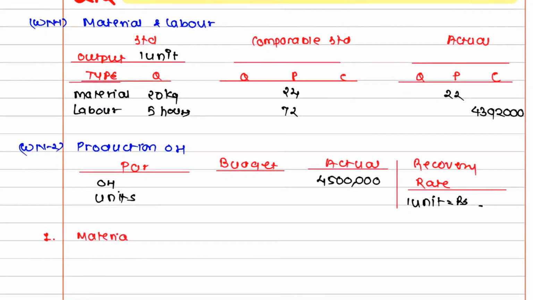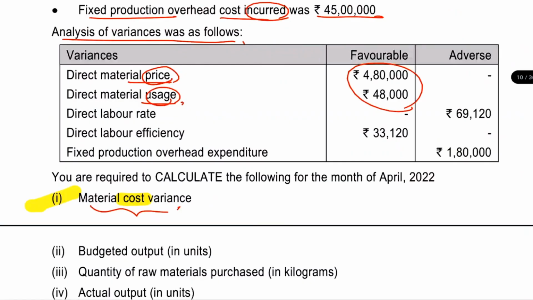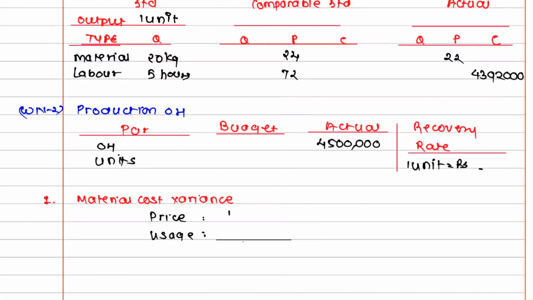So if I just ask you about the first part, which is material cost variance, I'm just writing in shortcut, that is going to be price variance plus usage variance. You will get your answer. So what was the thing? Price was 4 lakh 80,000 favorable, usage 48,000 favorable. Adding that, you're going to get 5 lakh 28,000 favorable, right? So that part is done, fairly easy.